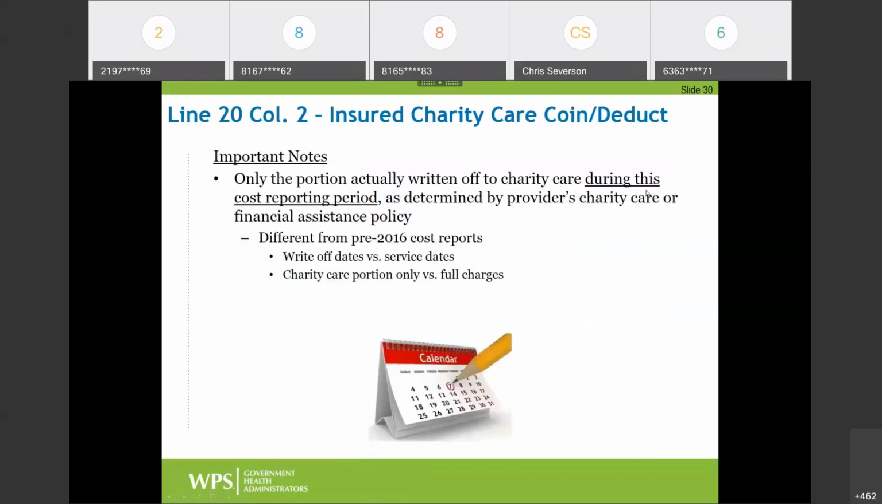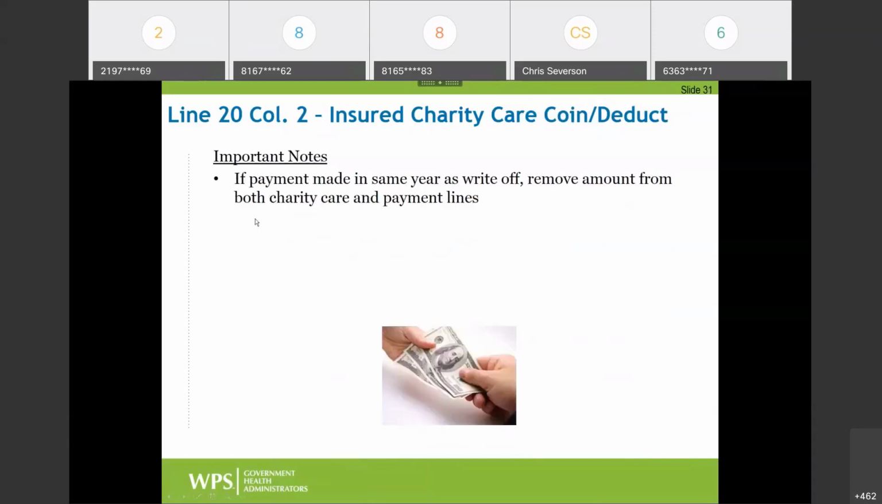Again, it's just the write-off that we're concerned with. And if the payment's made in the same year as the write-off, remove both. Remove the amount from the charity care and the payment.